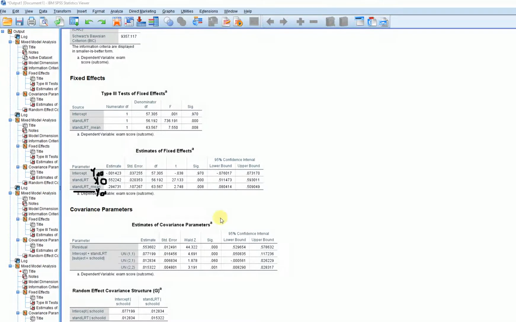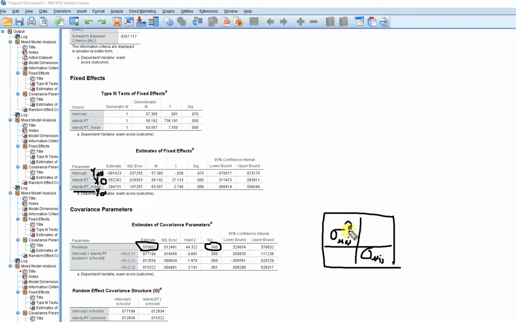All right, so now we look at the estimates of covariance parameters. So we have the level 1 residual. We see that it is still statistically significant, meaning that there's still variation to be had at level 1. And then now you'll notice you've got the little UN, and so the 1,1. You just have to think about this as that covariance matrix I was showing you before. So the 1,1 is basically the variance for the intercepts. The 2,2 is the variance of the slopes. So there's the 1j right there.